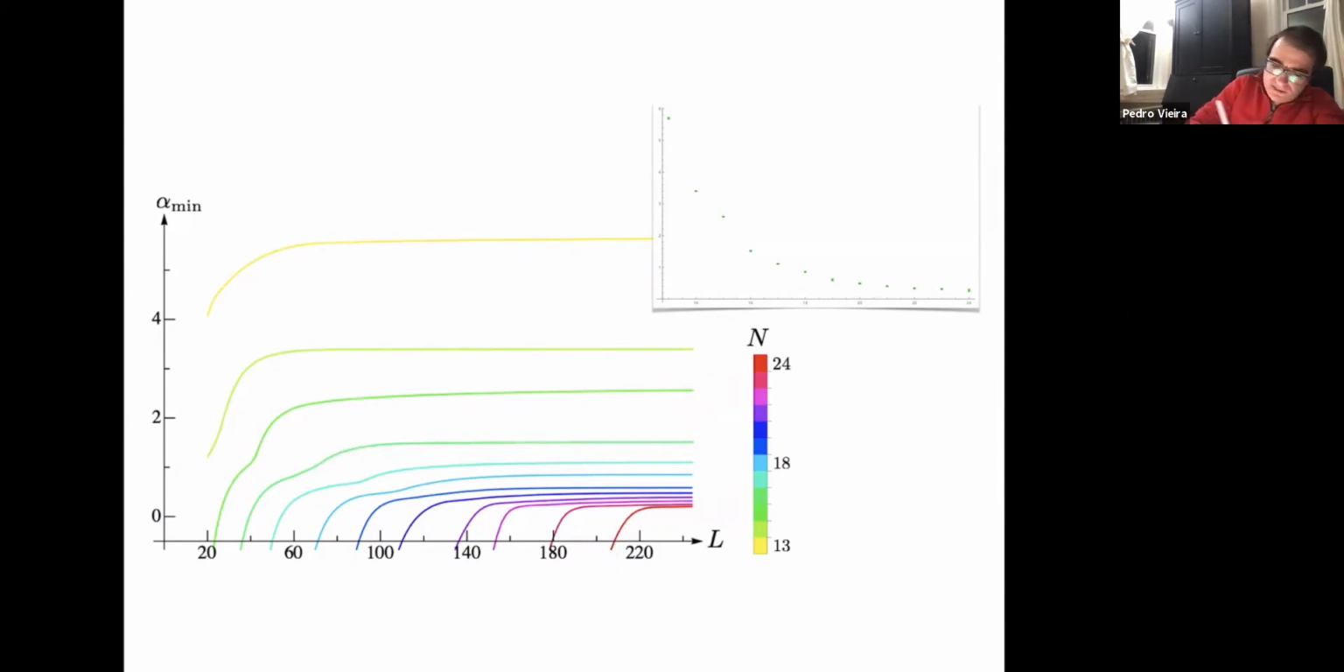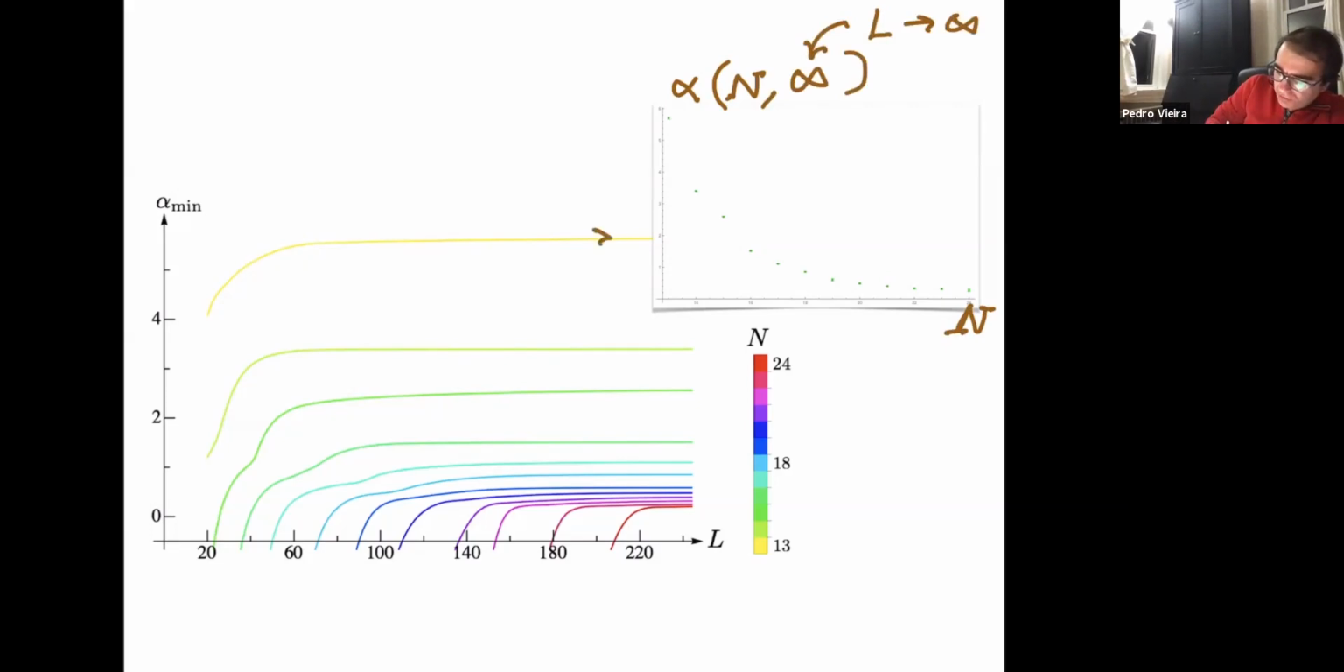So this is what is plotted here. In this corner, I already extrapolated. So now I have here alpha, which still depends on n. N is going here, but L is going to infinity. So we took L to infinity by extrapolating all these curves and guessing where they go.